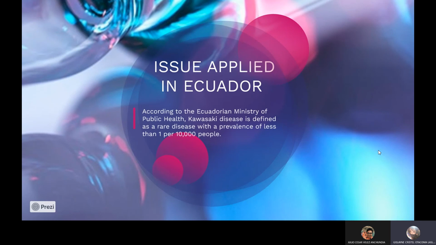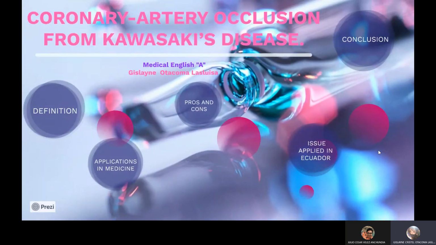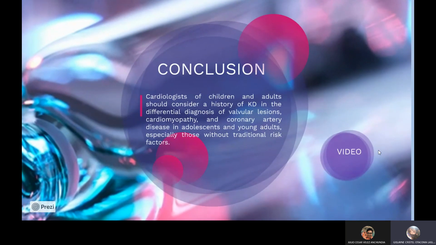Issues applied in Ecuador. According to the Ecuadorian Ministry of Public Health, Kawasaki disease is defined as a rare disease with a prevalence of less than 1 per 10,000 people. Conclusion: cardiologists of children and adults should consider a history of Kawasaki disease in the differential diagnoses of valvular lesions, cardiomyopathy, and coronary artery disease in adolescents and young adults, especially those without traditional risk factors.